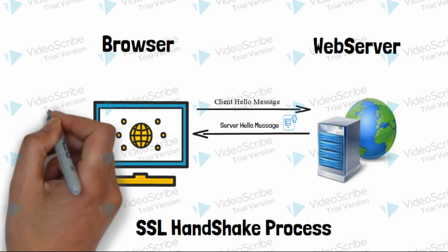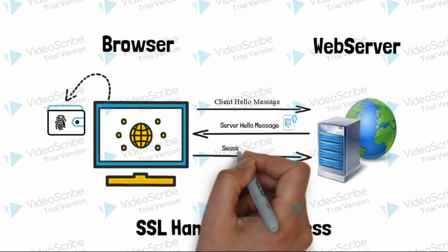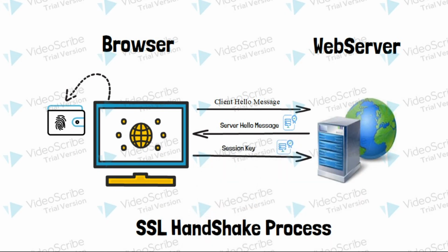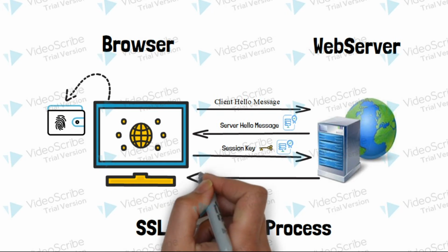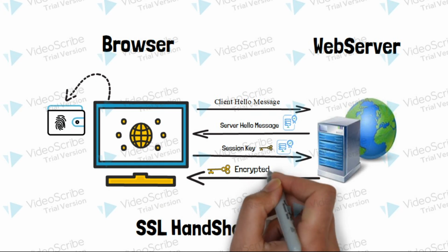The browser then authenticates, and once successful, the browser creates the session key, encrypts it with the public key, and sends it back to the server. In case of two-way SSL, the server will ask for the client certificate, which would be sent by the client. In this case, it's the browser certificate. In the next step, the server will decrypt the session key with the private key and send an acknowledgement to the client with the encrypted session key.